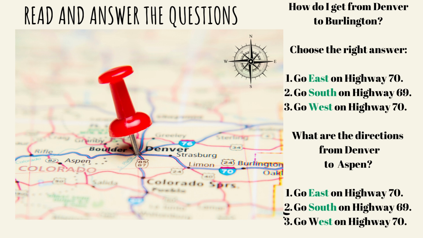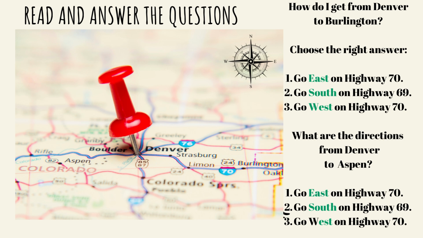Let's do another example. How do I get from Denver to Burlington? Denver is a city in the state of Colorado in the USA. Denver is located in an area where there are lots of mountains. A tourist wants to know how to get from Denver to Burlington. Choose the right answer. Go east on Highway 70, or go south on Highway 69, or go west on Highway 70.